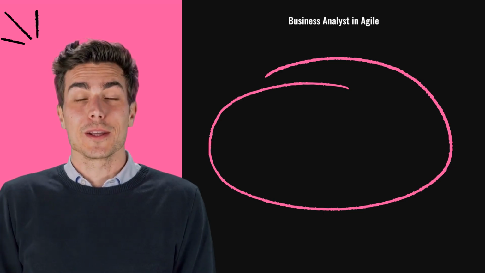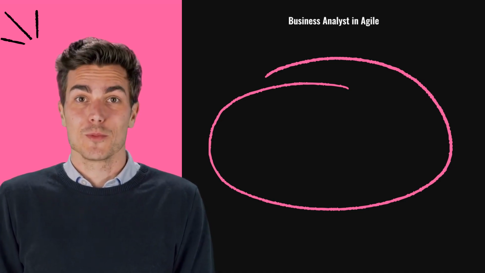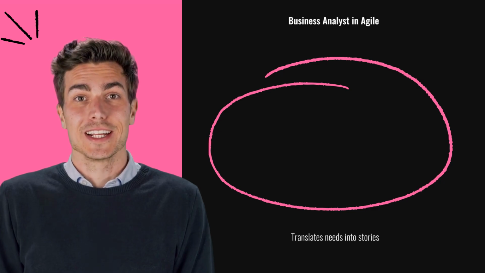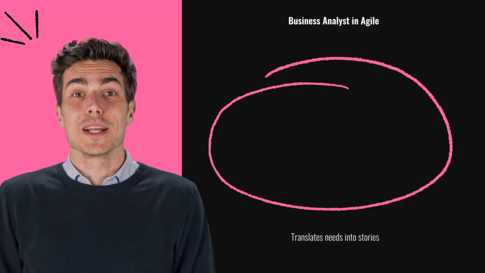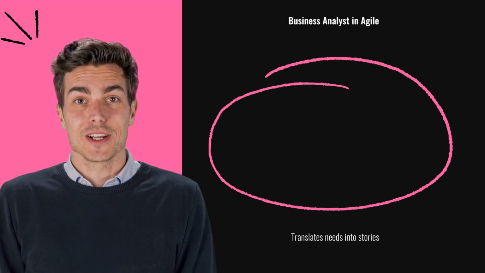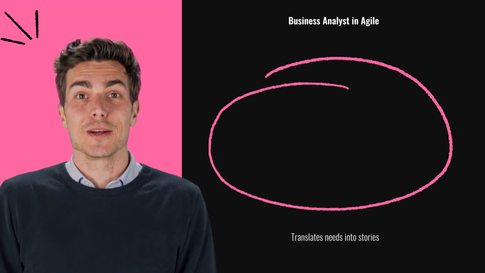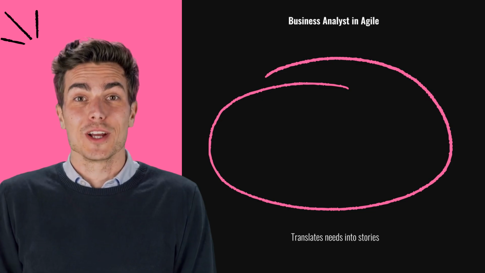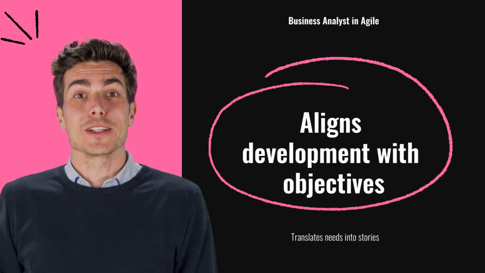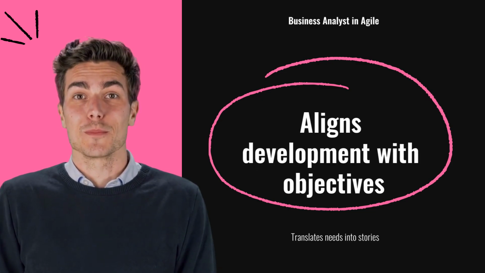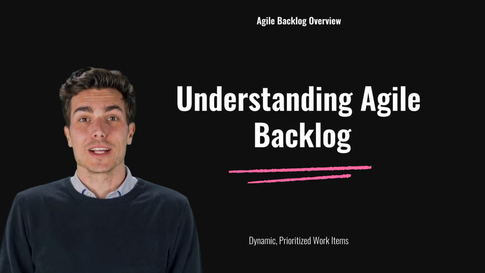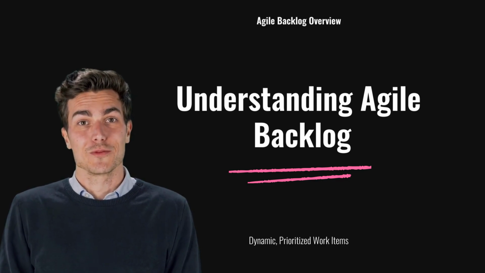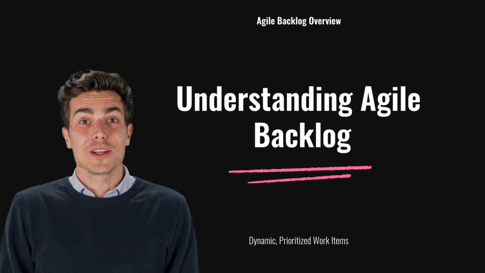In Agile, the business analyst collaborates with the product owner to translate business needs into user stories. They support backlog grooming, ensuring alignment with business goals. The business analyst clarifies requirements, prioritizes based on value, and remains available to answer questions, ensuring the development aligns with original objectives.